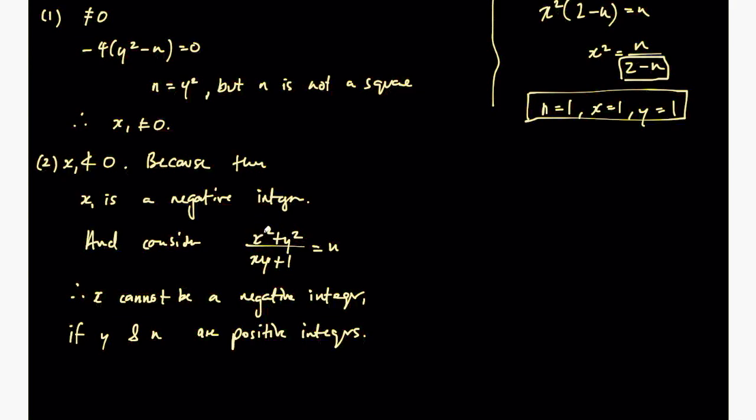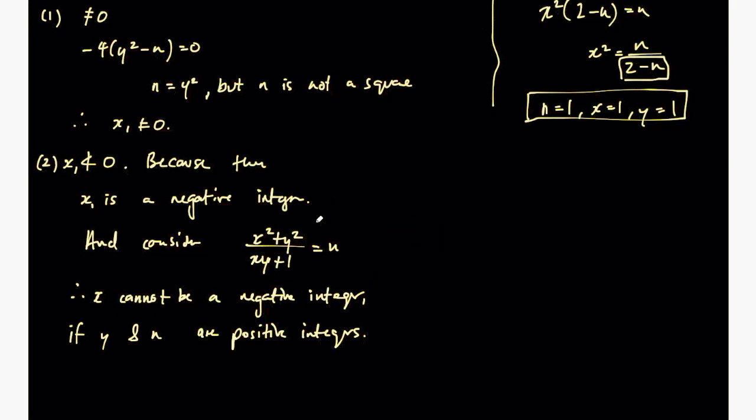It doesn't matter what this numerator is. By the way, it has to be positive because they're both squared. So we would have a positive divided by a negative term. This must be negative, okay? But remember, n must be positive. So x cannot be a negative integer.